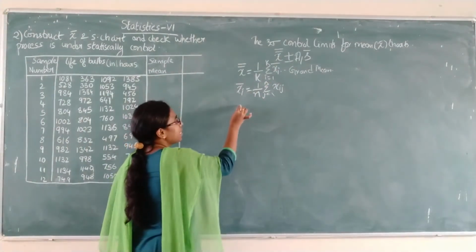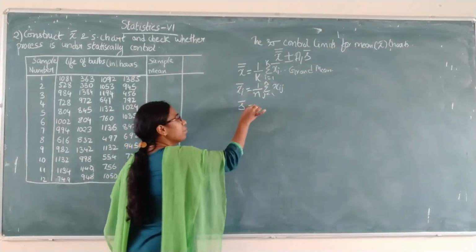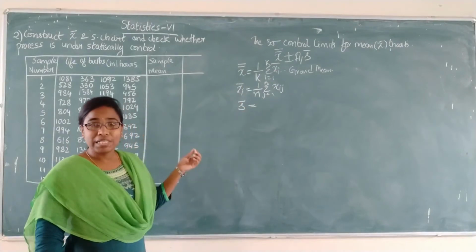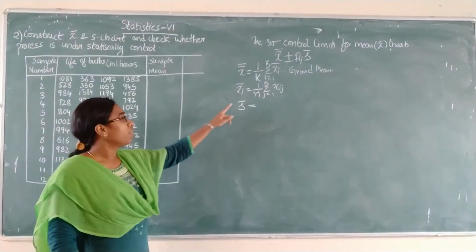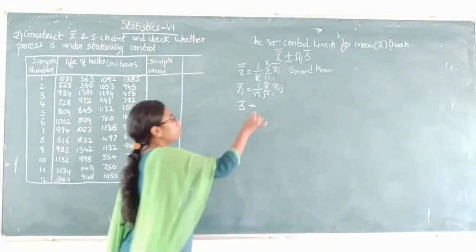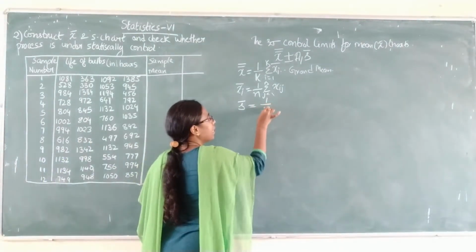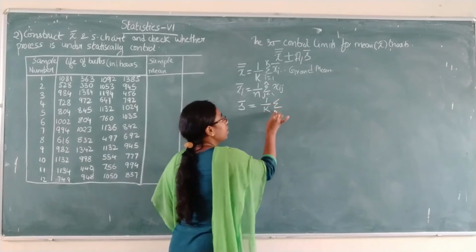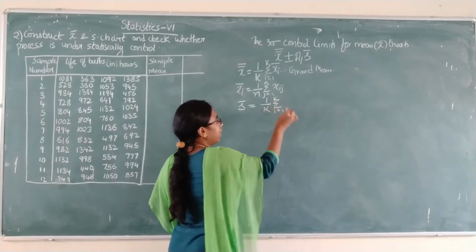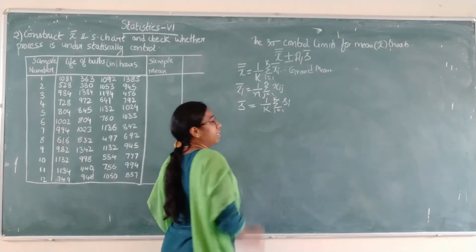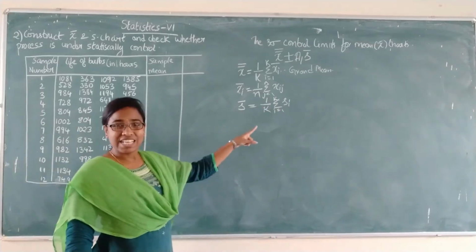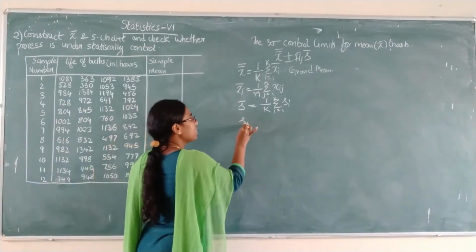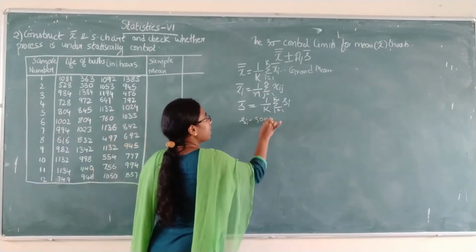Next I want S bar. So what does S bar mean? For the sample standard deviations, you are finding the mean value. That is 1 by k, total k samples, so 1 by k summation i equals 1 to k Si. So what is Si? Si is the sample standard deviation.